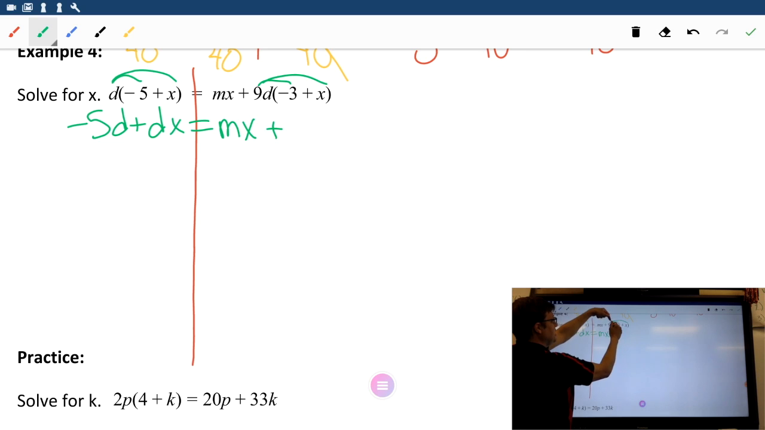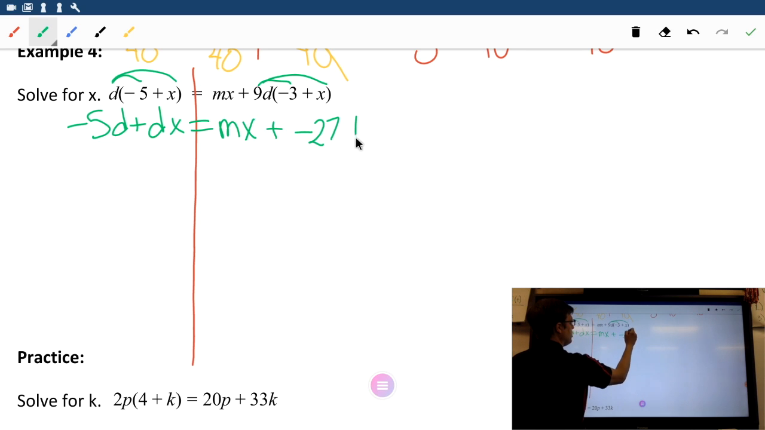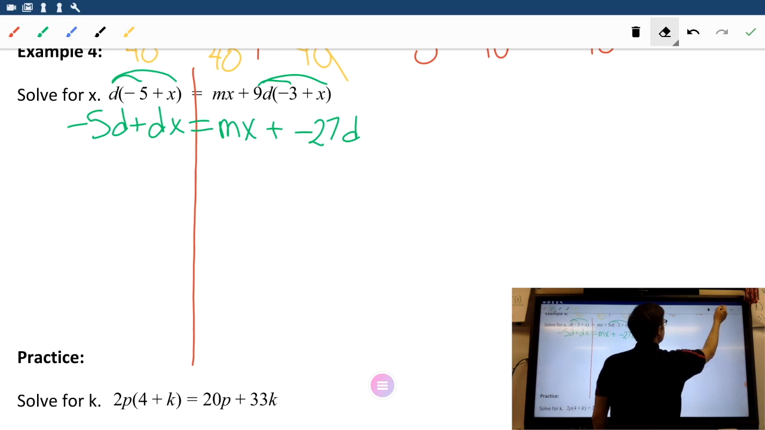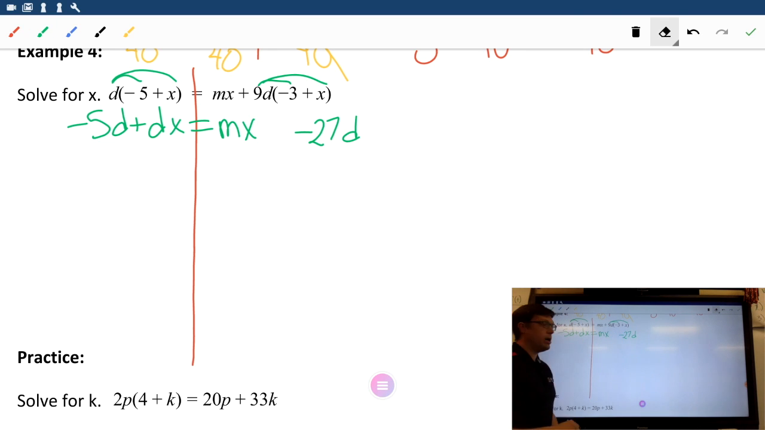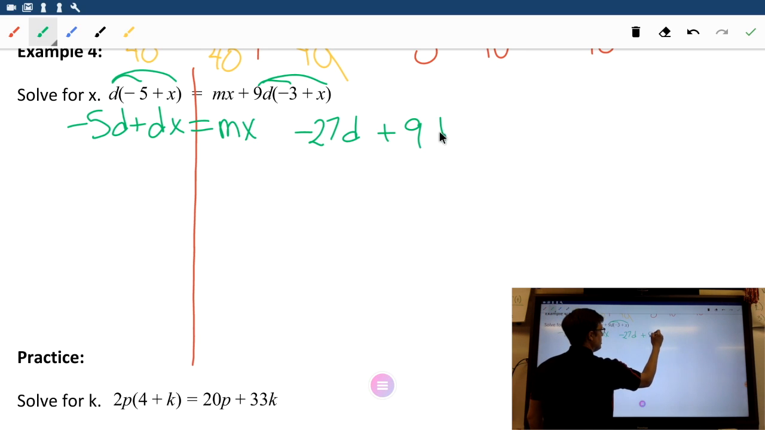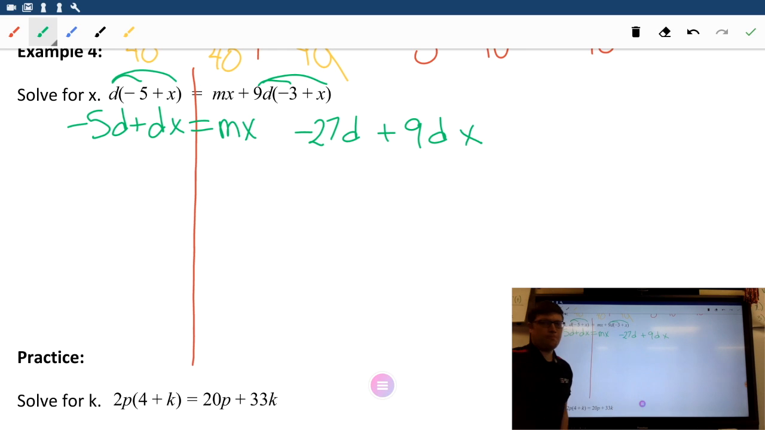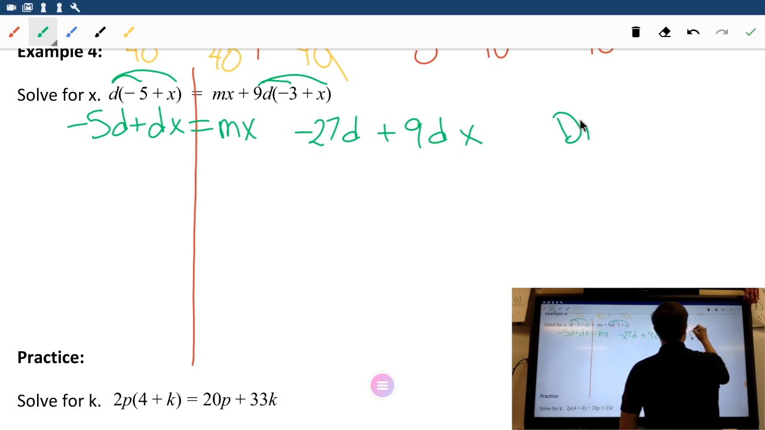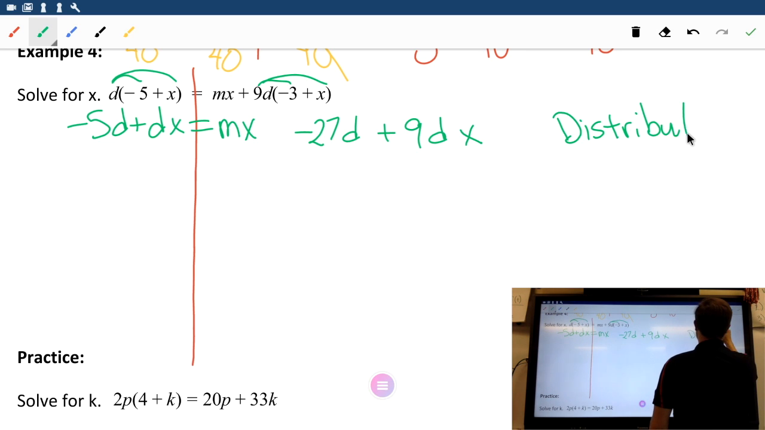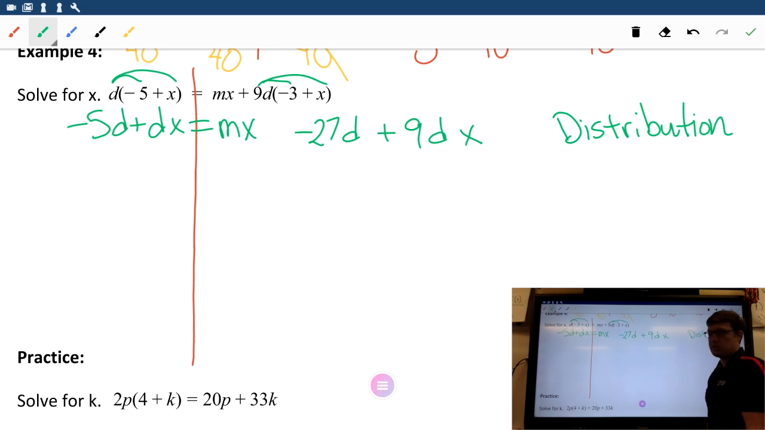Now, 9d times negative 3, negative 27d. And because of the minus and the plus, I'm just going to get rid of the plus sign. It's just a giant subtraction. Now, I have u, right? Good. 9d times x, so plus 9dx. That's a lot of letters, a lot of numbers. But remember, the step one that I did was distribution. Maybe you need some practice with that, but that's basically all I did. I took the parentheses and I just applied what the parentheses are telling me to do.